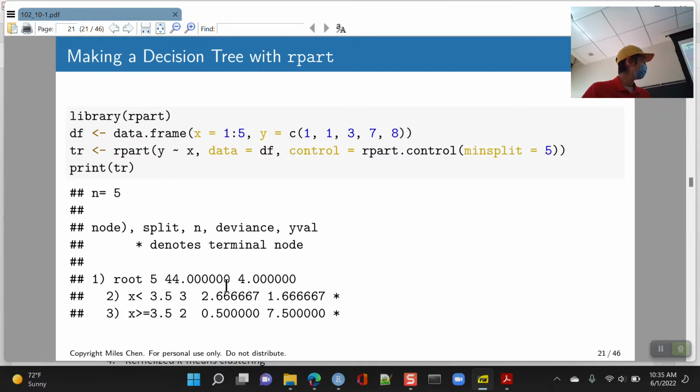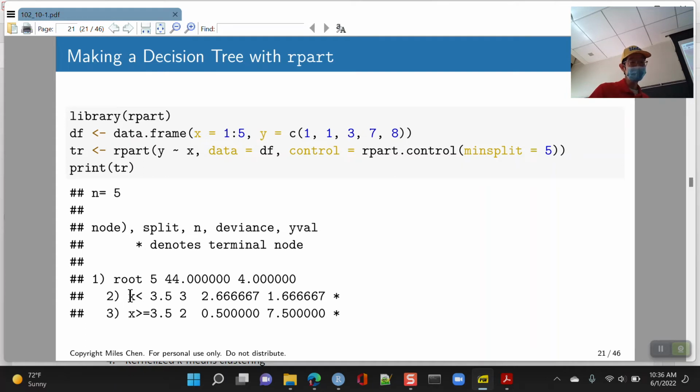And so it goes through and it says, ta-da! This is the result, and this result mirrors exactly what we have, even though it's a little bit harder to read. So let me go through what the output says. Here it says there are 5 values in the root node, and the total RSS, the total squared deviance, is 44. We saw that, that was the total RSS. And it says the value that we would predict at this node, if we had to predict one value for everybody, is 4.0.